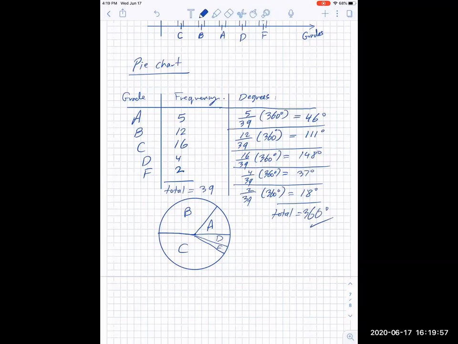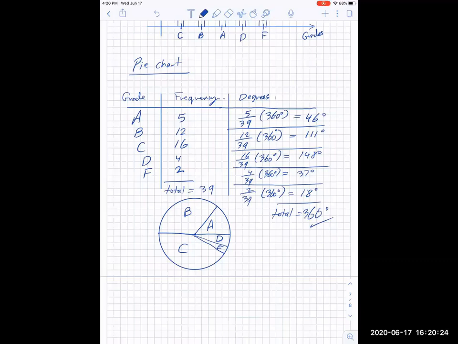All right, guys, so I draw a sector for each category, and I label that sector with the category: grade A, B, C, D, and F. Also, I need to put the percentages.